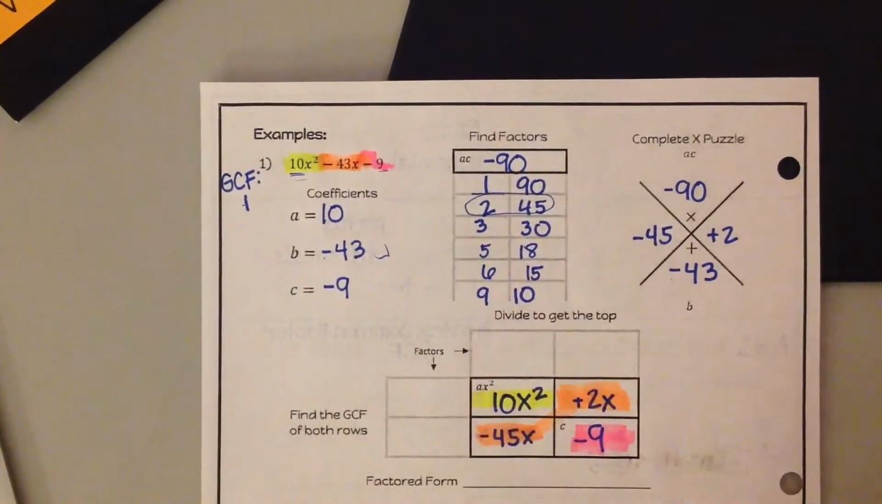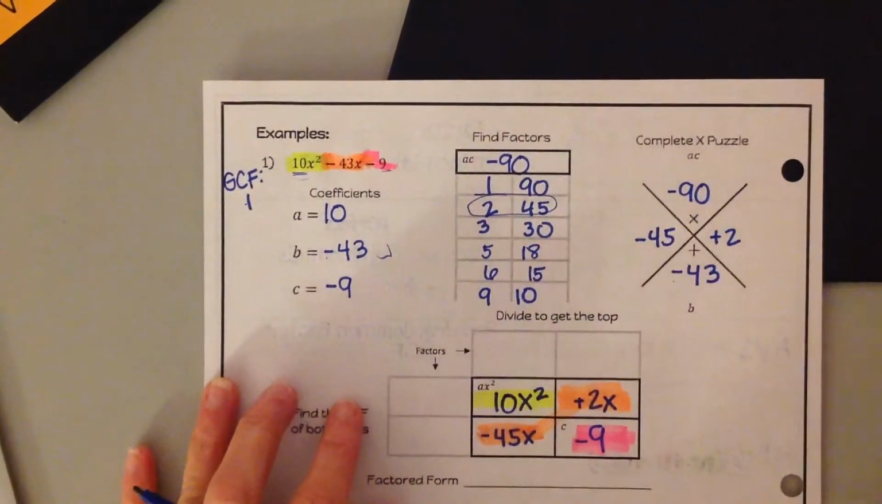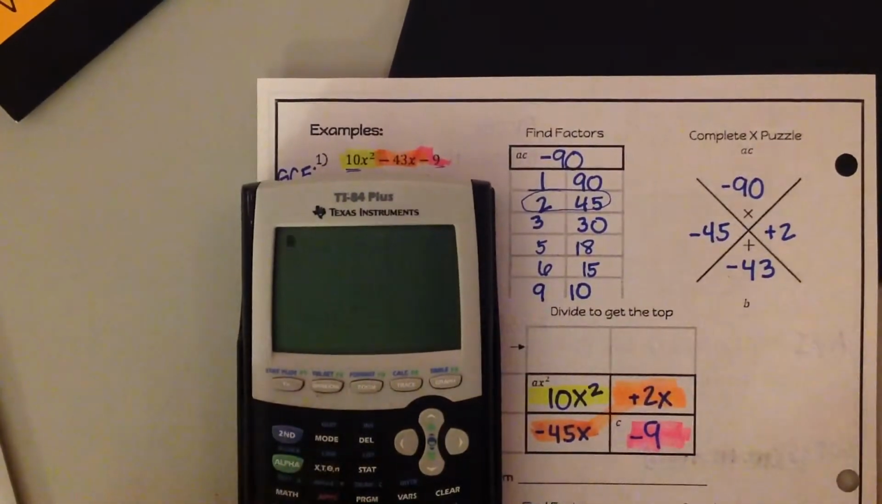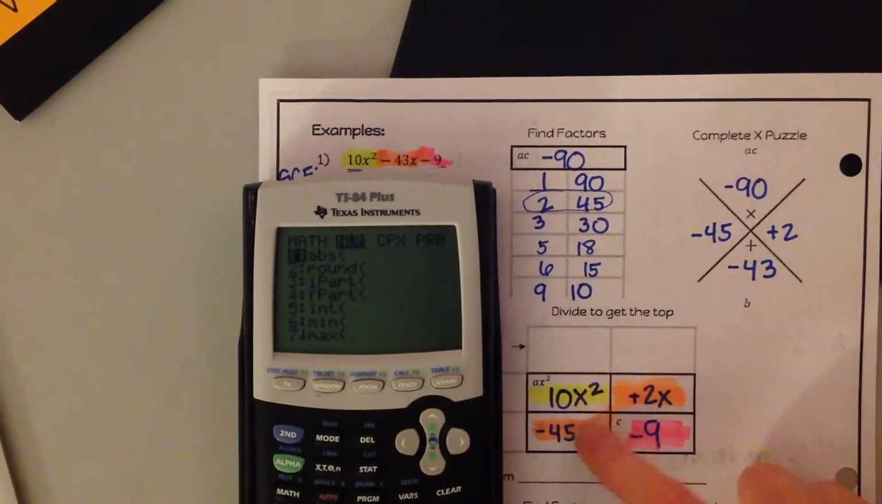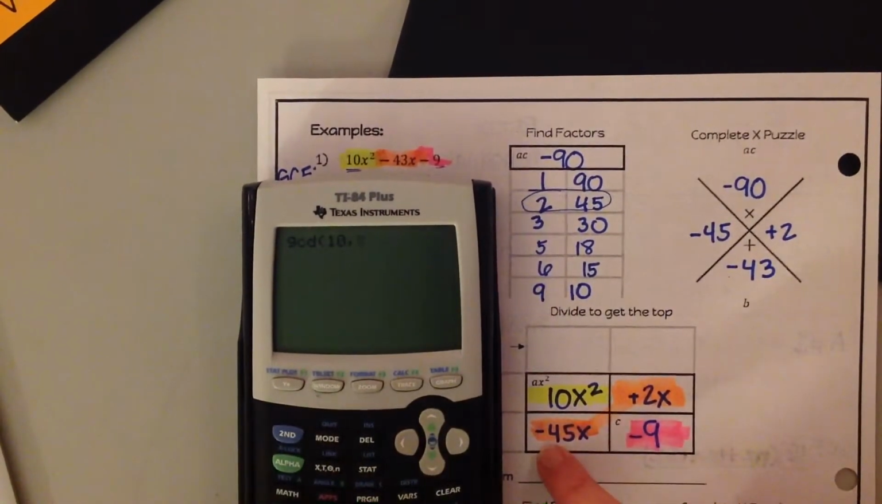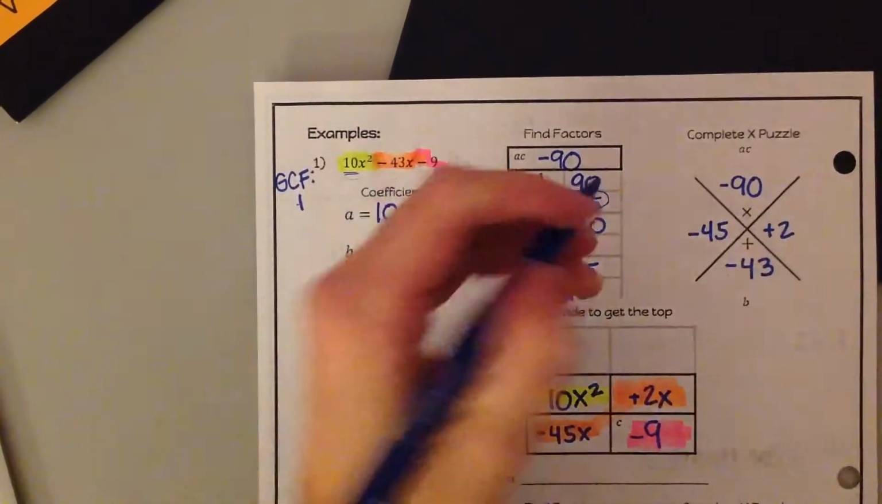So now I'm going to use my calculator and fill in this box, and I'm going to look at my like common factors, my greatest common factor. So I'm going to use my calculator because I can't think of the greatest common factor between 10 and negative 45. It's just escaping me right now. So 10, comma, and again, don't put in the negative, you're just going to put in 45. And their greatest common factor is 5.